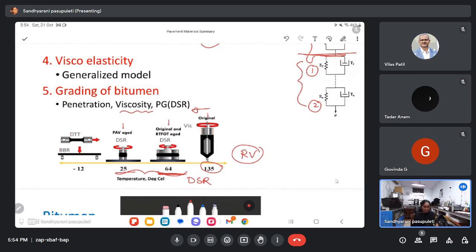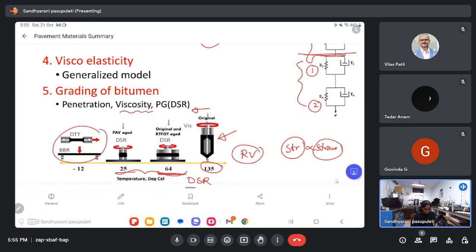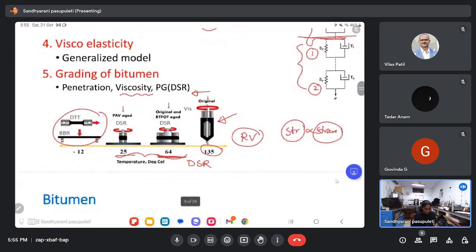Because at this temperature, a binder would be in the Newtonian range. That means Newtonian is exactly like water. Let us say stress is proportional to strain, so stress, or modulus, is independent of the strain rate. In those cases, we can use the rotational viscometer. The bending beam rheometer is for low temperatures. In India, we do not characterize the material for low temperatures because we have lesser chances of low temperatures.